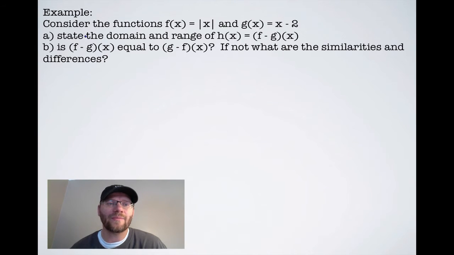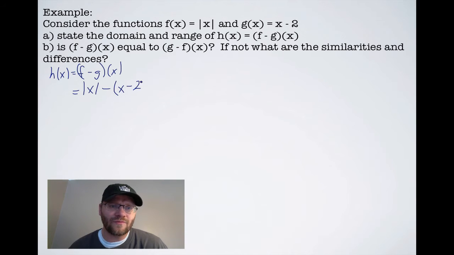All right, so we have an example here. It says, consider the functions f of x equals absolute value x and g of x equals x minus 2. We're going to state the domain and the range of h of x equals f minus g of x. So if h of x equals f minus g of x, that just means that it's going to be f of x, which is absolute value x, minus x minus 2. And writing that out, it'll be absolute value of x minus x plus 2.